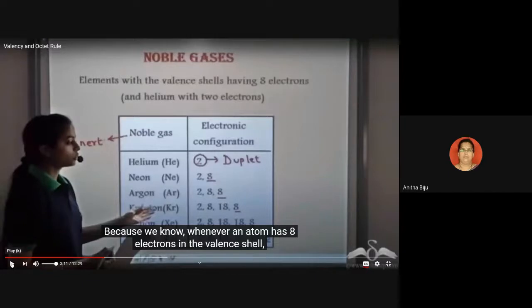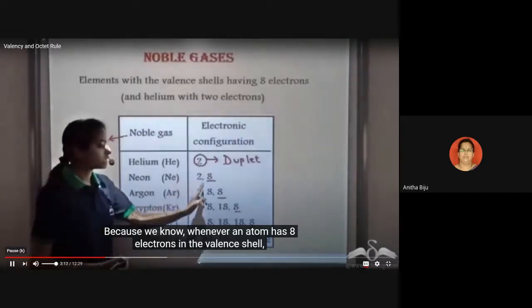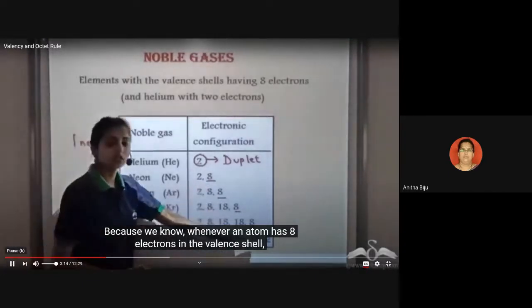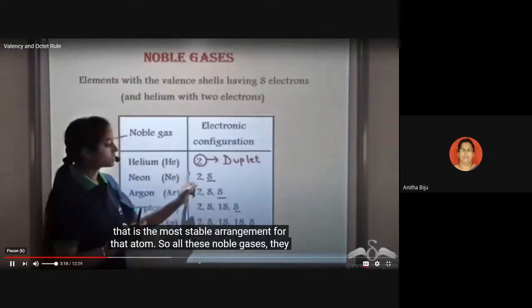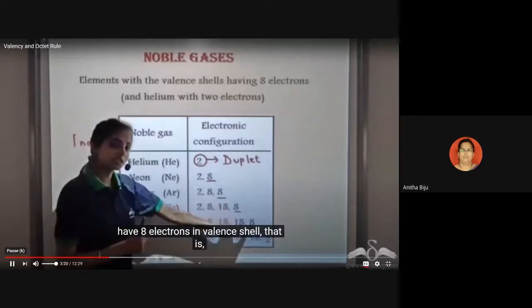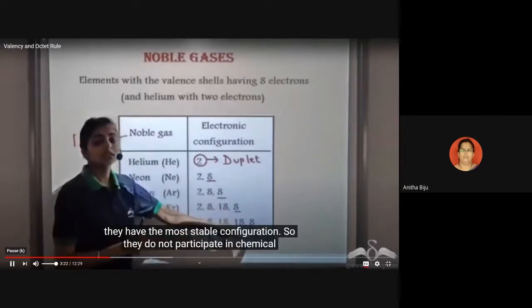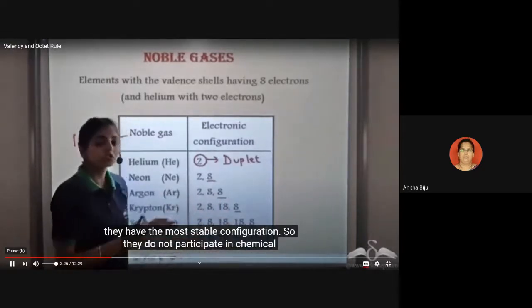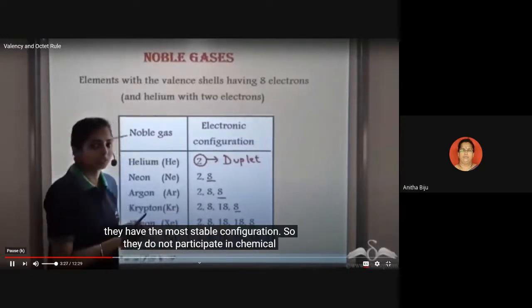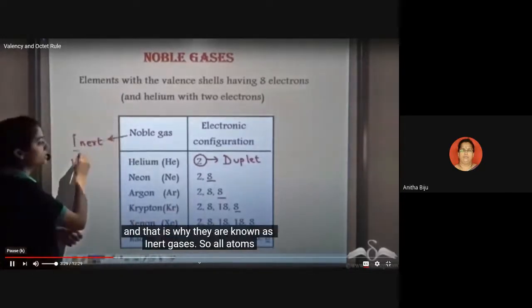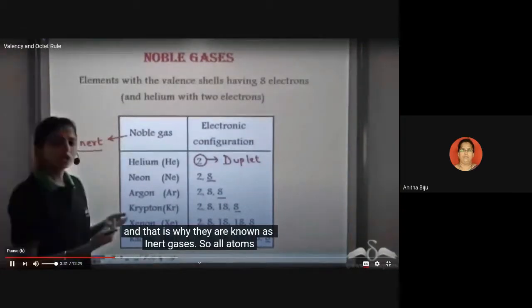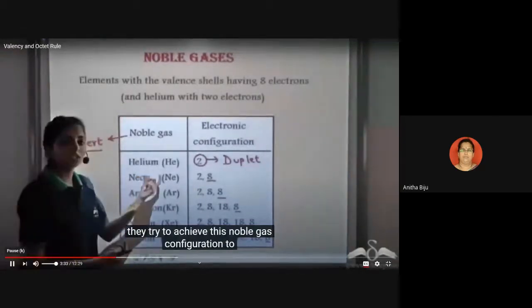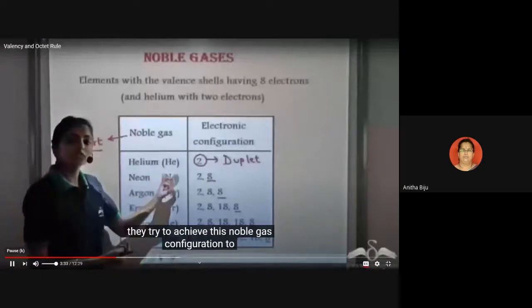Whenever any atom has 8 electrons in the valence shell, that is the most stable arrangement for that atom. So all these noble gases have 8 electrons in the valence shell. That is, they have the most stable configuration, so they do not participate in chemical reactions, and that is why they are known as inert gases. So all atoms try to achieve this noble gas configuration to become stable.